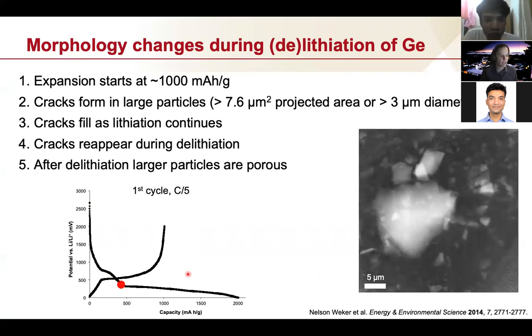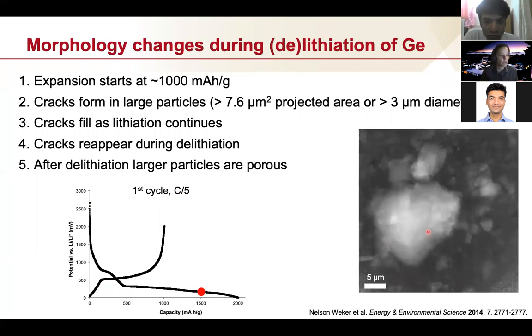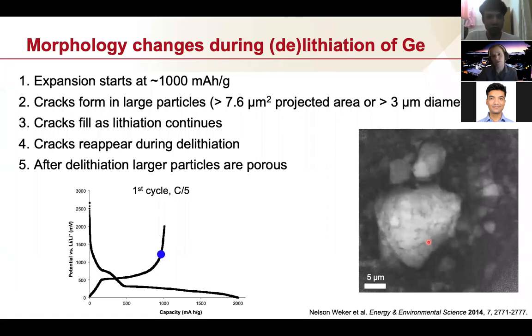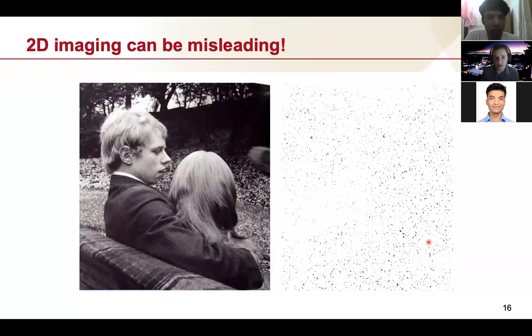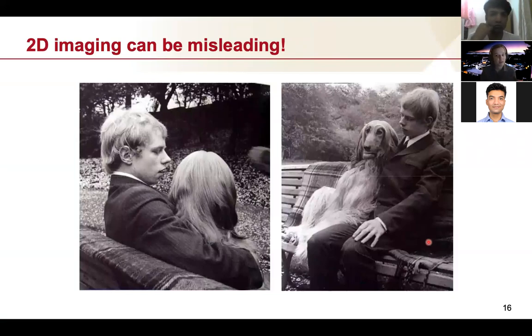Nothing happens really until we reach this bend, this just SEI growth. And then you start to see cracks forming, and then they fill in as you continue to lithiate. And then as you delithiate, you do see those cracks reappearing. They're porous particles, and the particles don't return back to their original 2D area. But that's just 2D. We really wanted to push the technique, demonstrate that we could do 3D imaging while we were imaging the battery. So 2D imaging can be misleading. Sometimes you need an extra angle to figure out what's really going on.